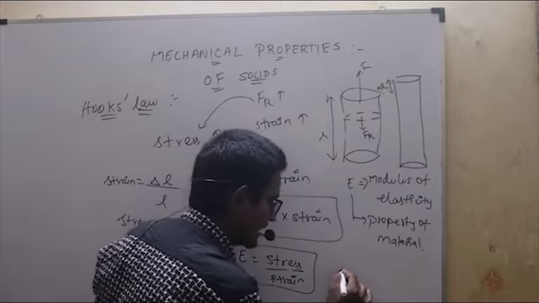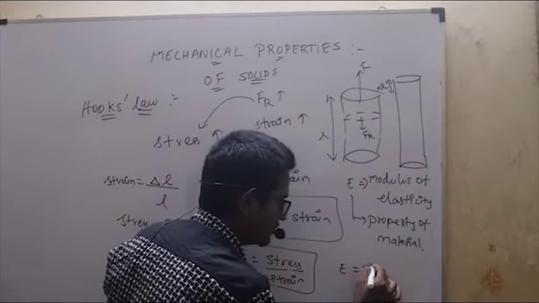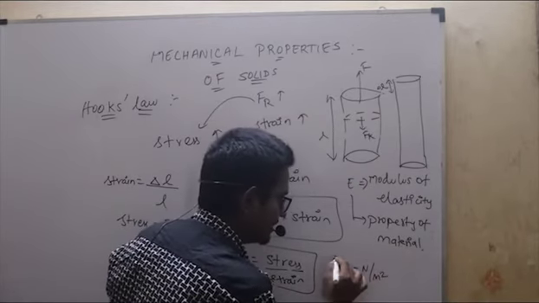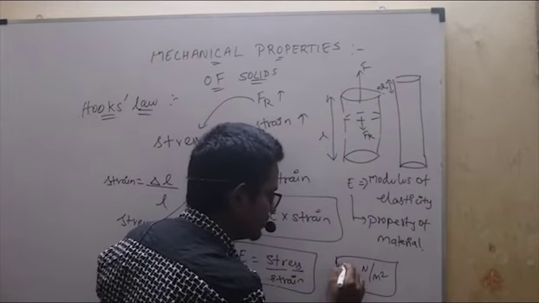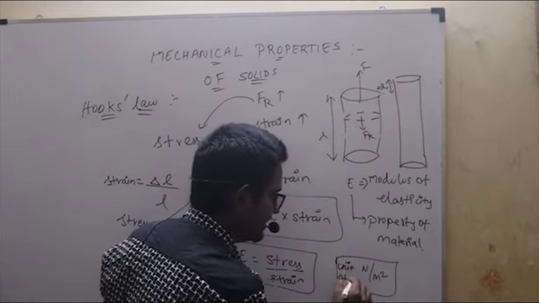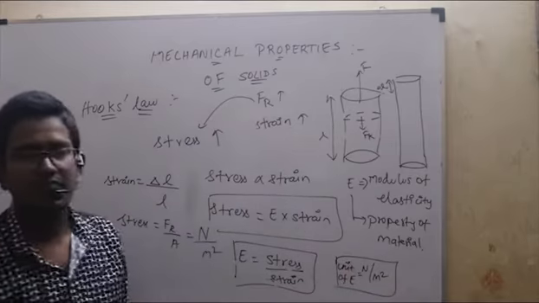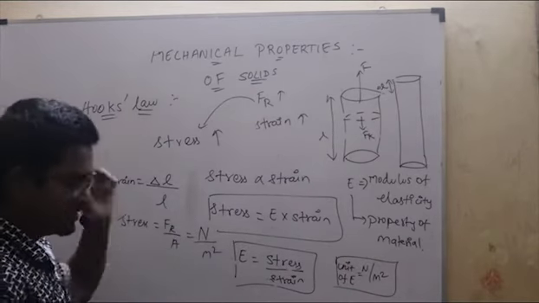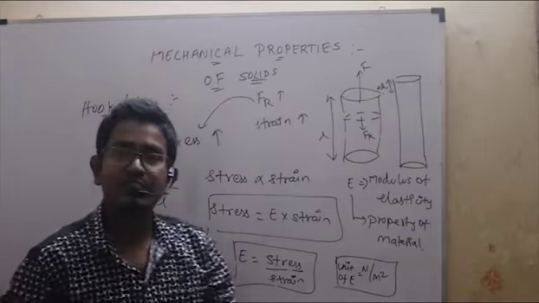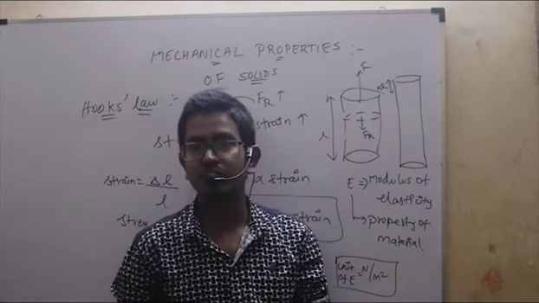That means the modulus of elasticity, E, has the unit Newton per meter square. Right? It is about elasticity. So as we studied 3 types of stress, what are those 3 types of stress?